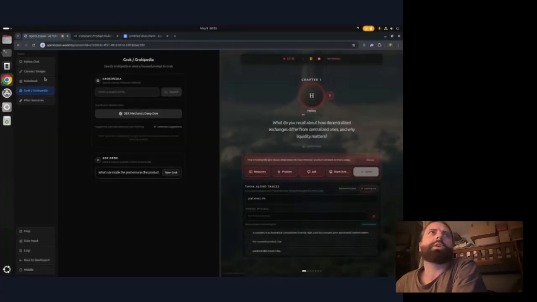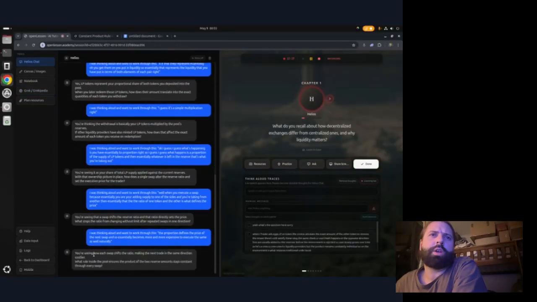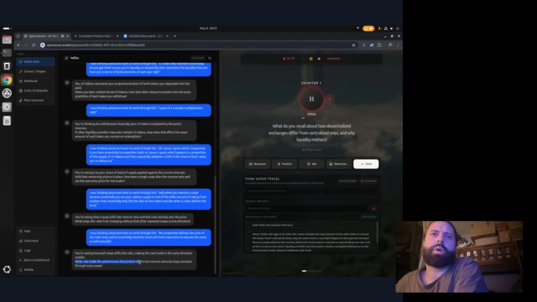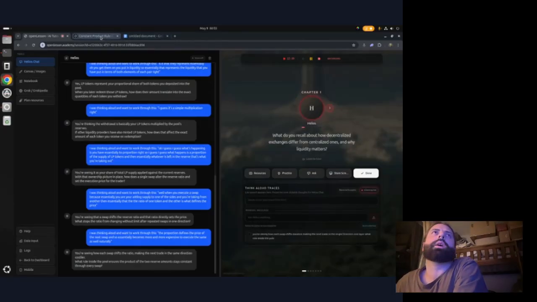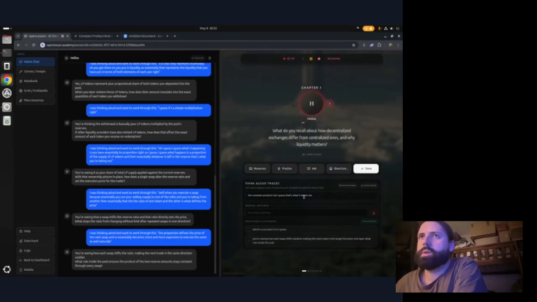Yeah, what's the question here? You're seeing how each swap shifts the ratio, making the next trade in the same direction costlier. What rule inside the pool chooses the product to stay constant? I guess the constant product rule, I guess that's what it wants me to say, right?